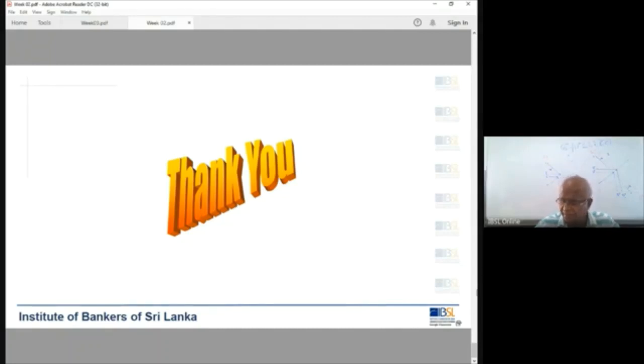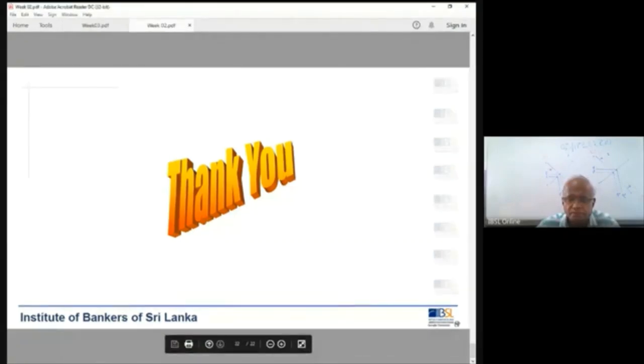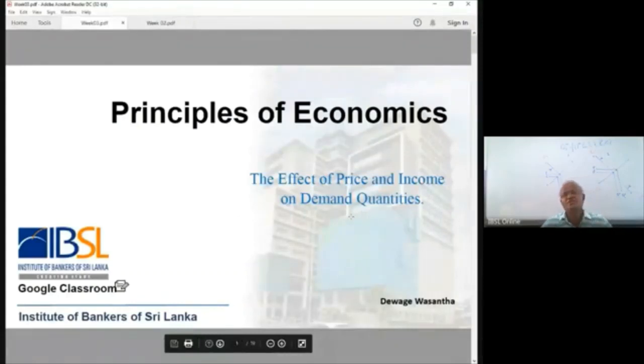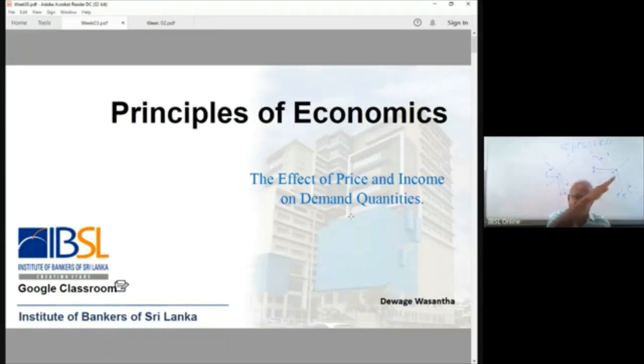So the next lesson is related to this theory of demand, the effect of price and income on demand quantities. The effect of price, and I will give the introduction to this one. We know the demand curve is downward sloping when other factors are held constant. The supply curve is upward sloping when other factors are held constant. When the price is higher, the quantity demanded is lesser.